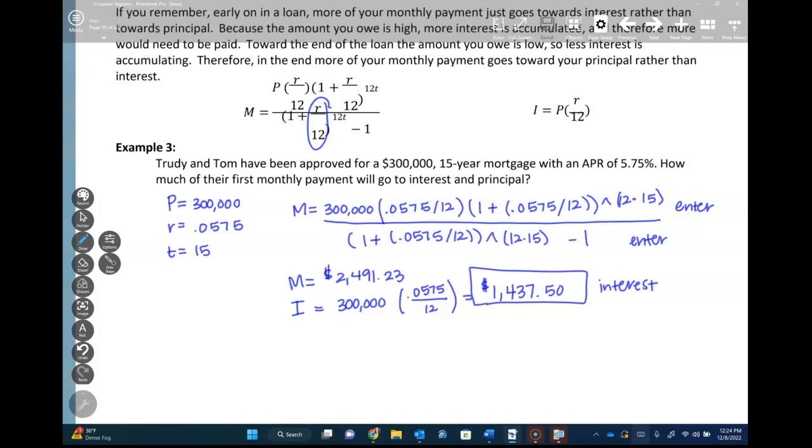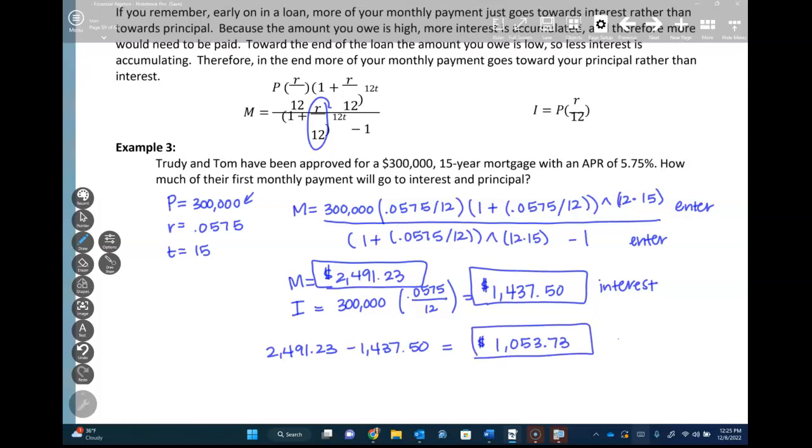To figure out principal goes towards this $300,000. If your monthly payment is $2,491.23, and you subtract the interest, $1,437.50, you're going to find that only $1,053.73 is going to your principal. So it's not a lot, and it's going to take a while to pay this off.